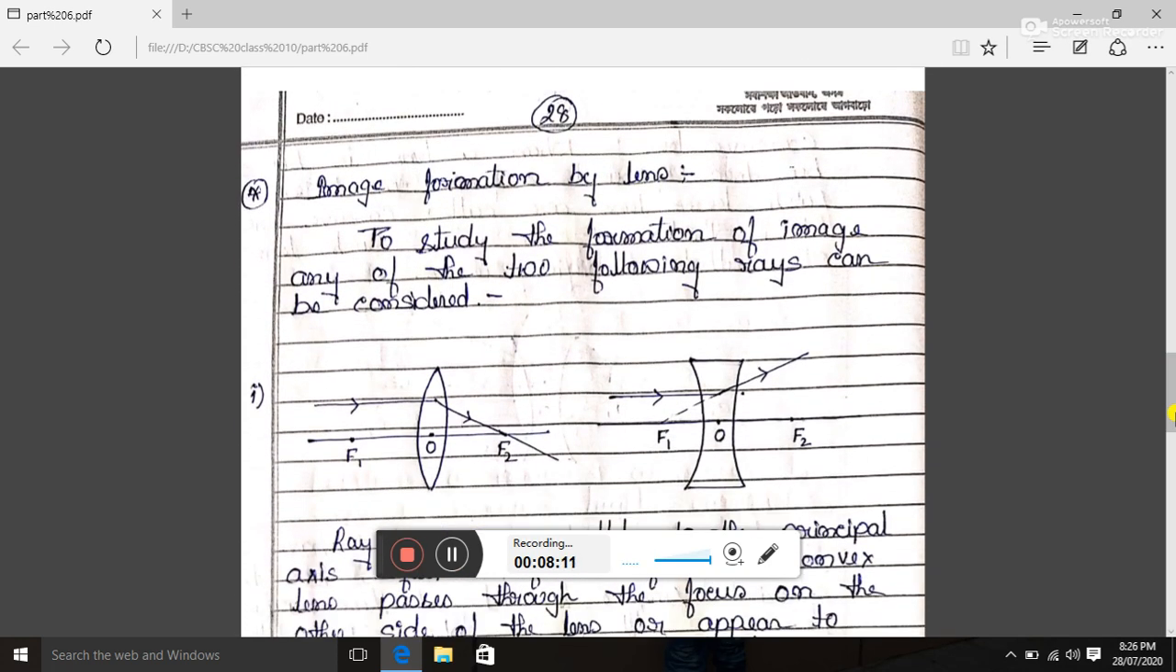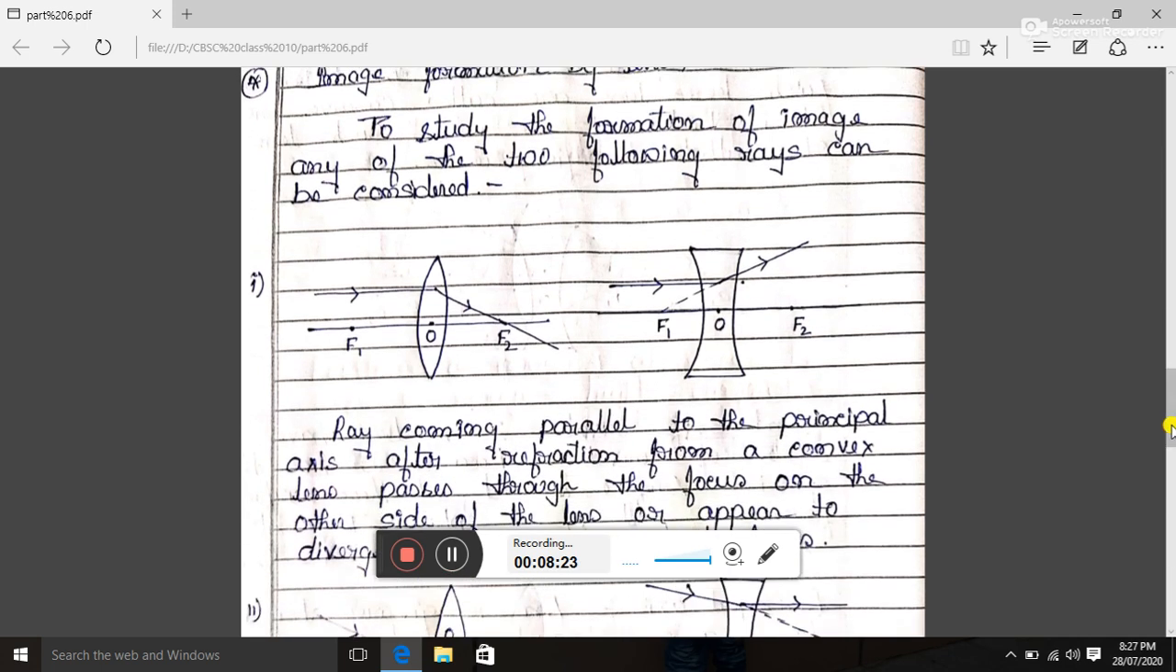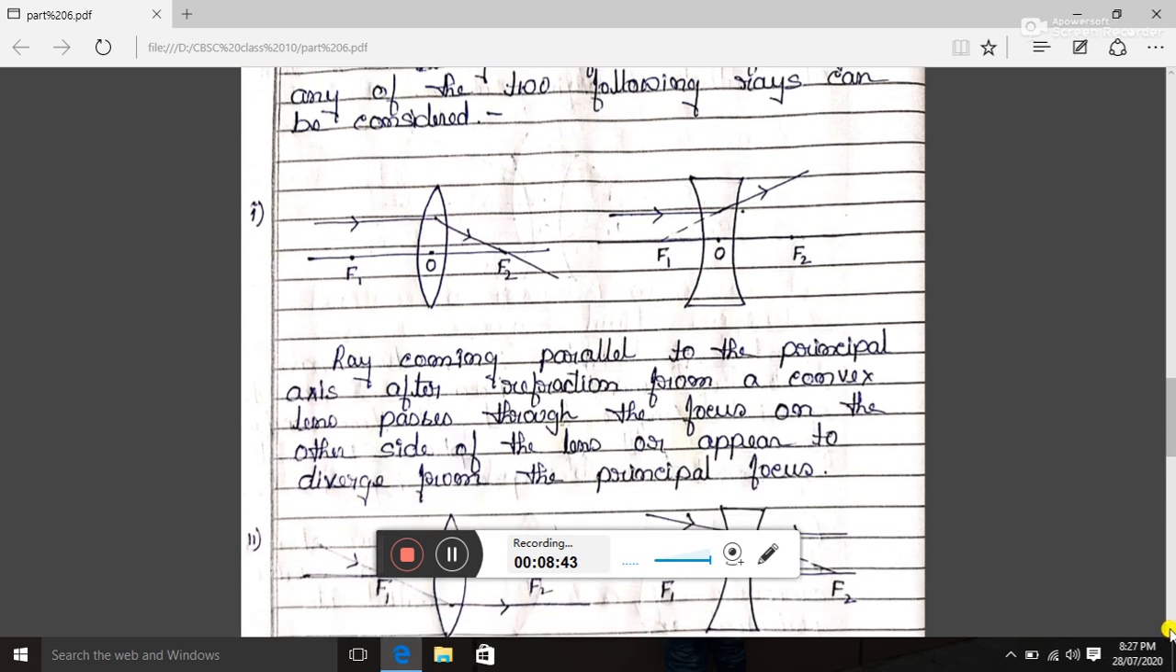Now we will go to image formation by a lens. So how is an image formed in a lens? First, to study image formation in a lens, we must know some rules, similar to the case of a mirror. In the case of a mirror also, we studied some rules first, and only then we came to the concave mirror and convex mirror. Here also it is similar. After studying these rules, only then can we go to image formation by a concave lens or a convex lens.